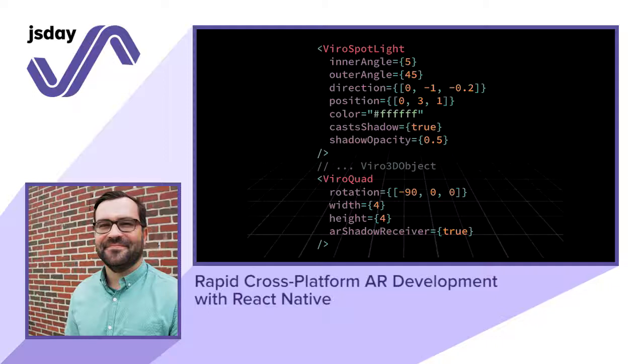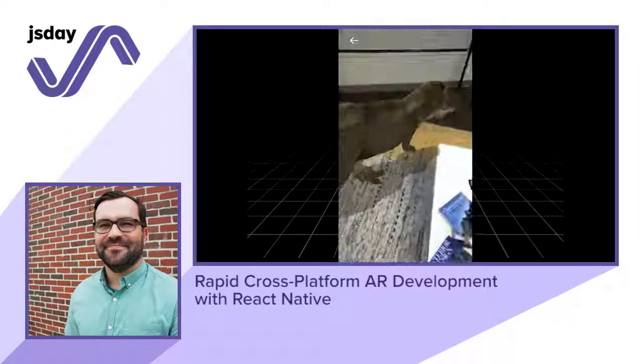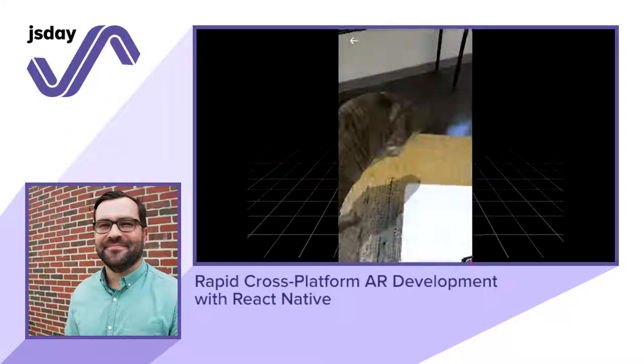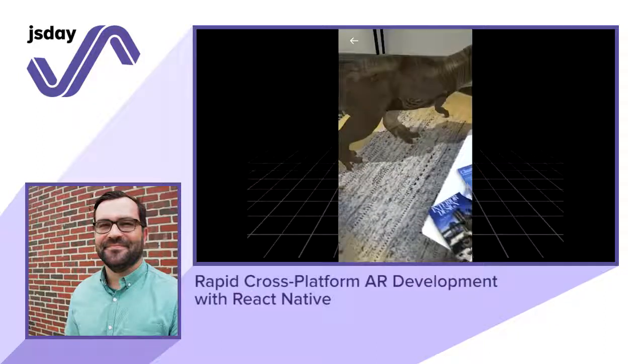So we have to create this quad, which is essentially just a flat 2D surface of a specific height and width. And you can see that it also has a property like shadow receiver. So we want that to be true so that it can receive a shadow from the lighting source. So now this dinosaur has a shadow that's being rendered on that quad, and it's coming from that lighting source.